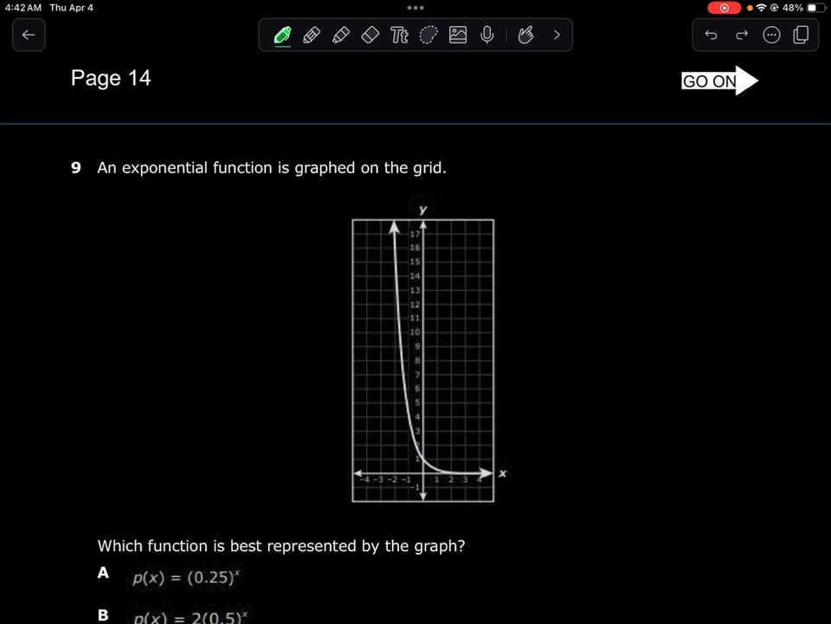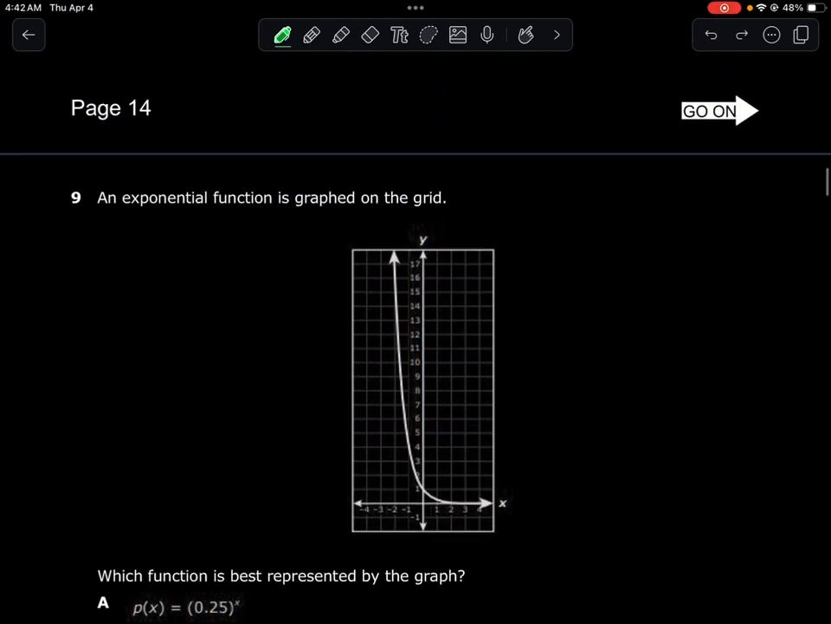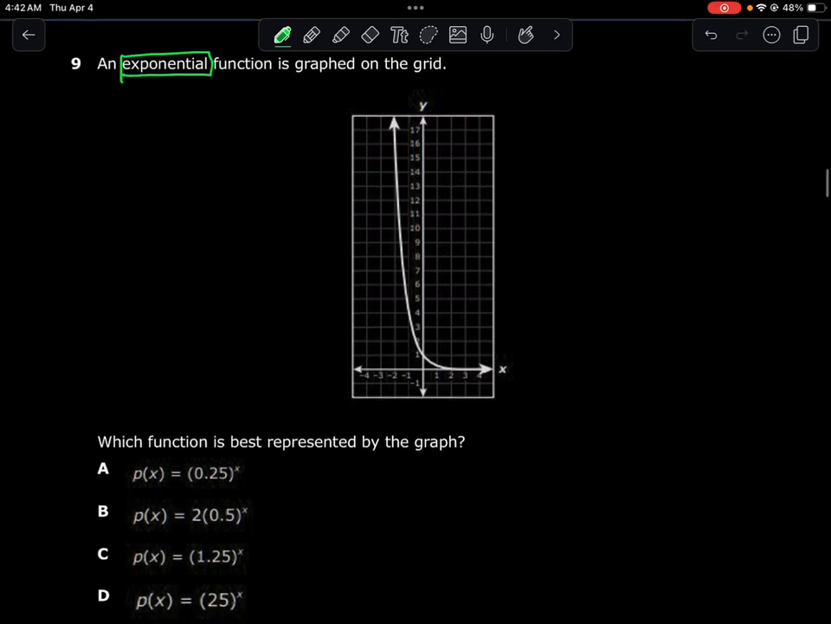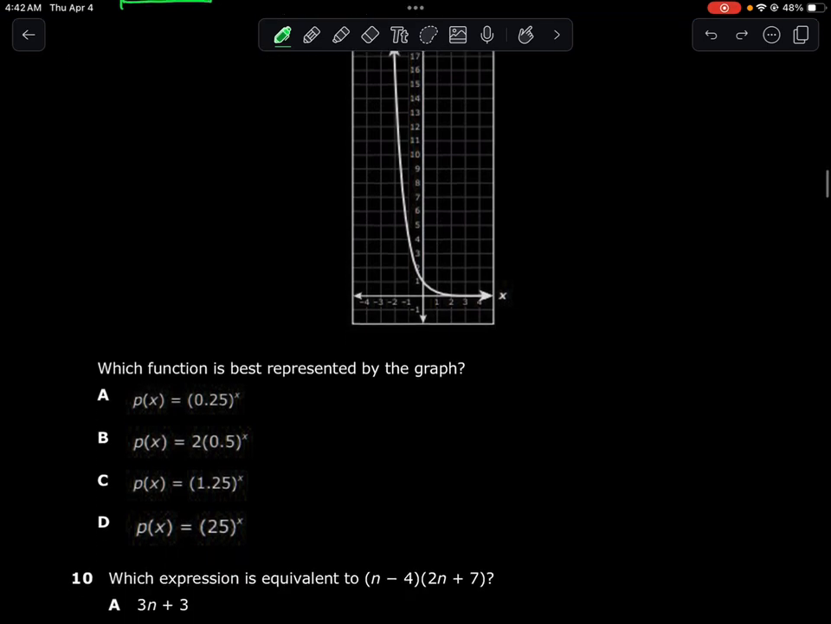But here let's try to eliminate as many as we can. And let's read it carefully. An exponential function. Okay, this is exponential. It's not quadratic. It's not linear. Which function is best represented by the graph? So we basically want to find the function that goes with the graph. Let's look at the answers. P of x is this to the x. P of x is 2 times that to the x. P of x is this other thing to the x, and P of x is something else to the x.